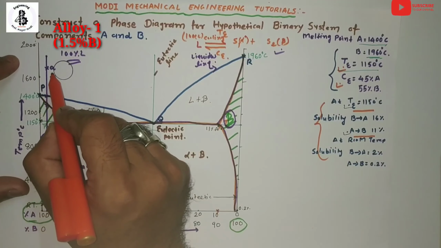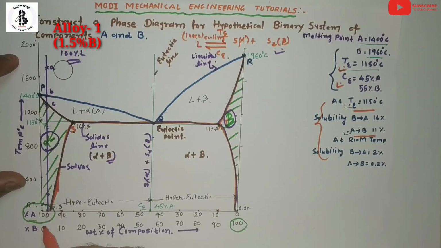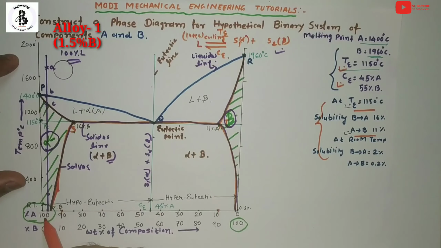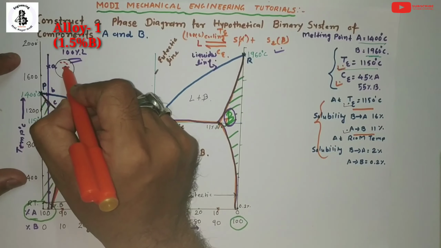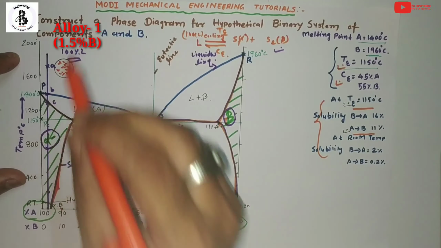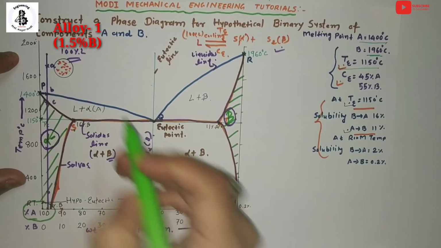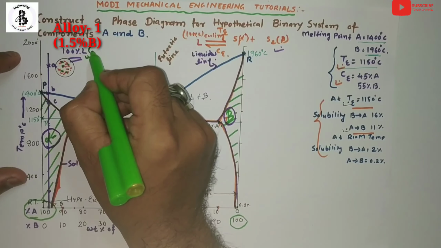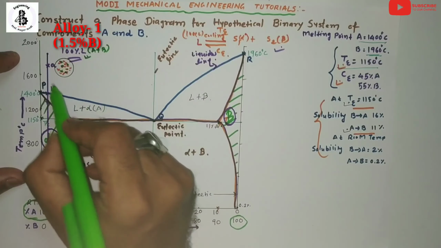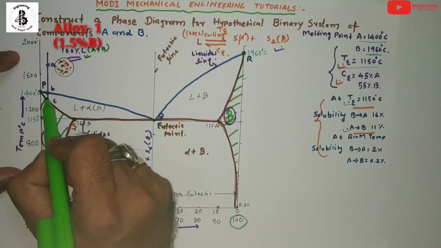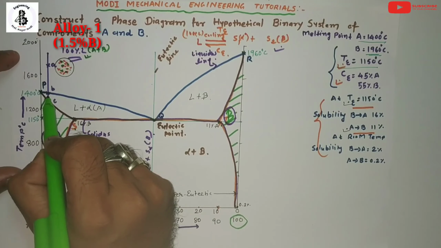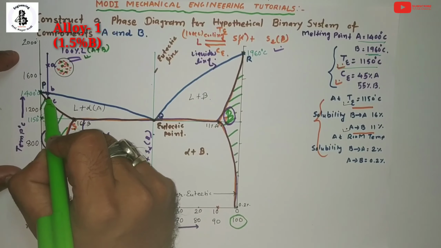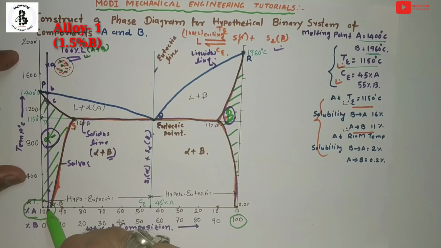At point number A, there is around 99% of A. The majority of A is in the liquid phase, and the rest, metal B, is also in the liquid state. So it forms 100% liquid of A and B at point A. But what happens at point B? You can see it touches the liquidus line, so it starts to solidify, but the majority metal solidifies first.